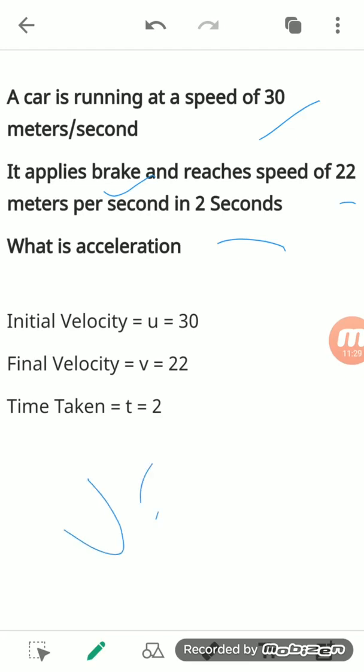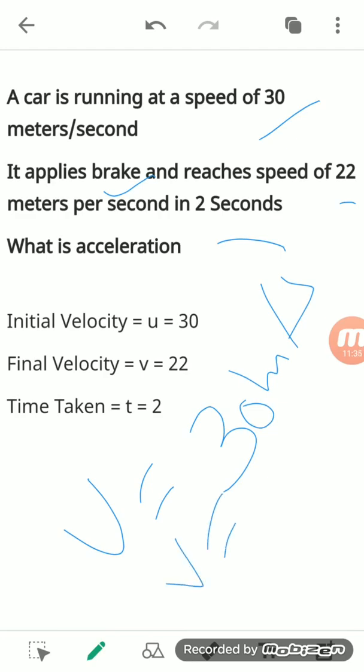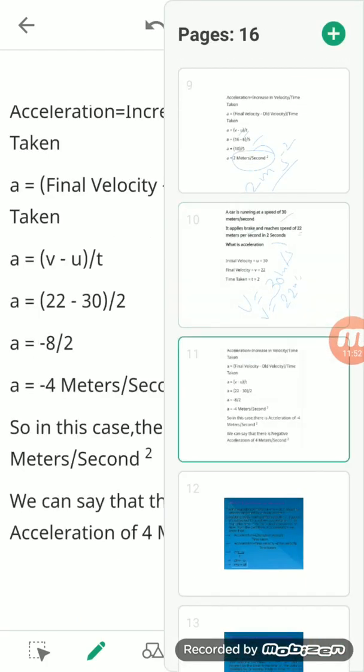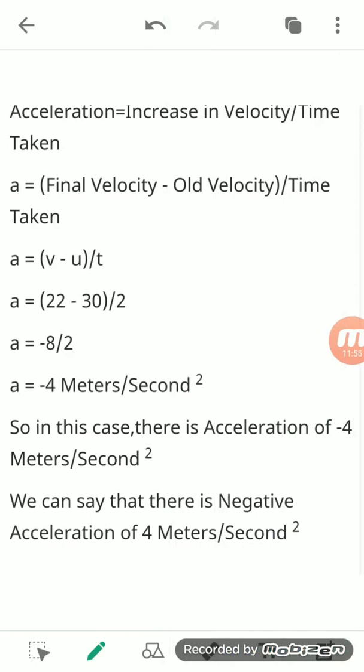So initial velocity will be 30 meter per second, and the final velocity, because it applies the brake, so velocity decreases, and the decreased final velocity is 22 meter per second. Time is given here, that is time is equal to 2 seconds. Okay, so see here, 22 is the final velocity, 30 is the old velocity or the initial velocity, divided by the time taken, that is equal to 2.